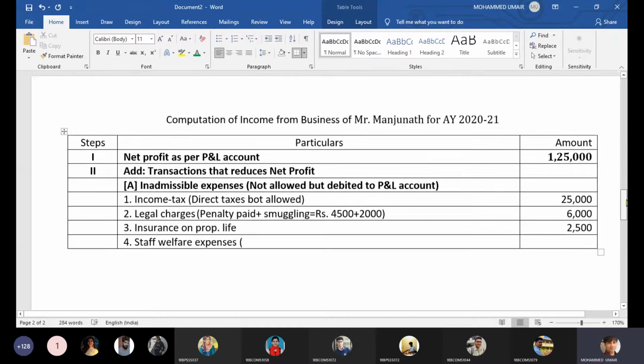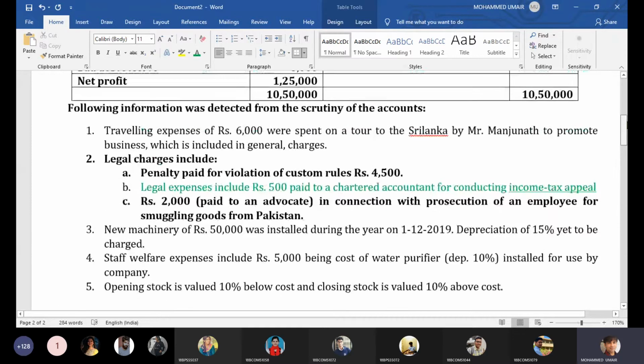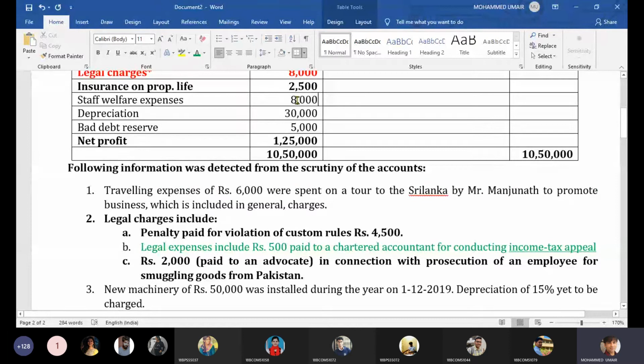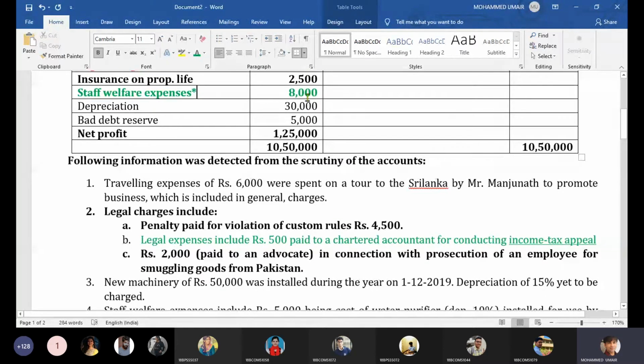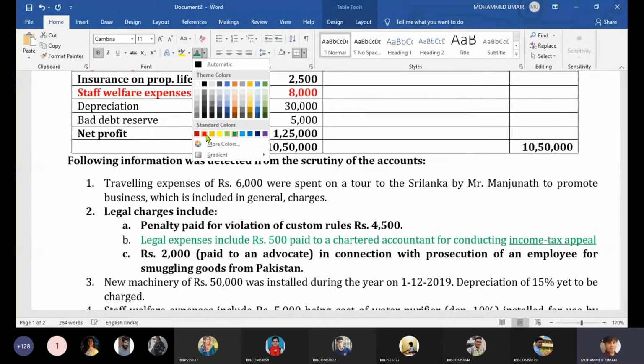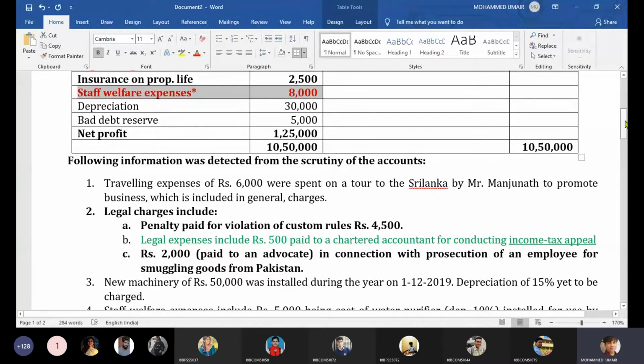But again, you have to see whether these expenses are revenue expenses or capital expenditure. Some of these items include capital expenditure also. So capital expenditure is inadmissible because it goes to the balance sheet. So let's see what are the capital items, capital receipts, which are included as a part of staff welfare expenses. So staff welfare expenses has some capital receipts.